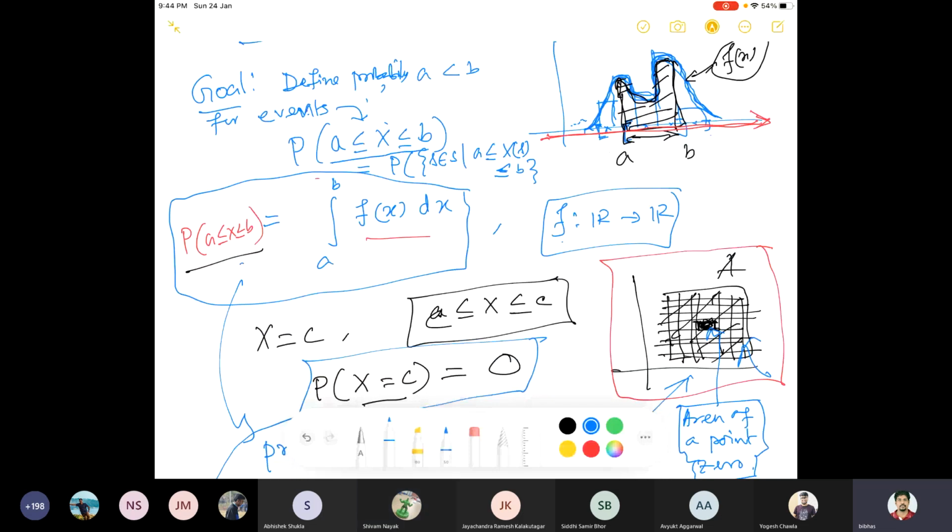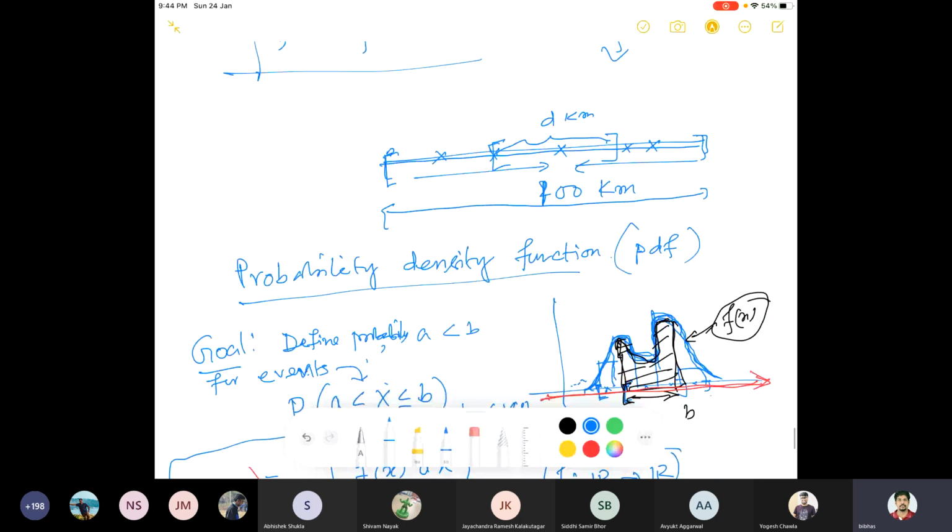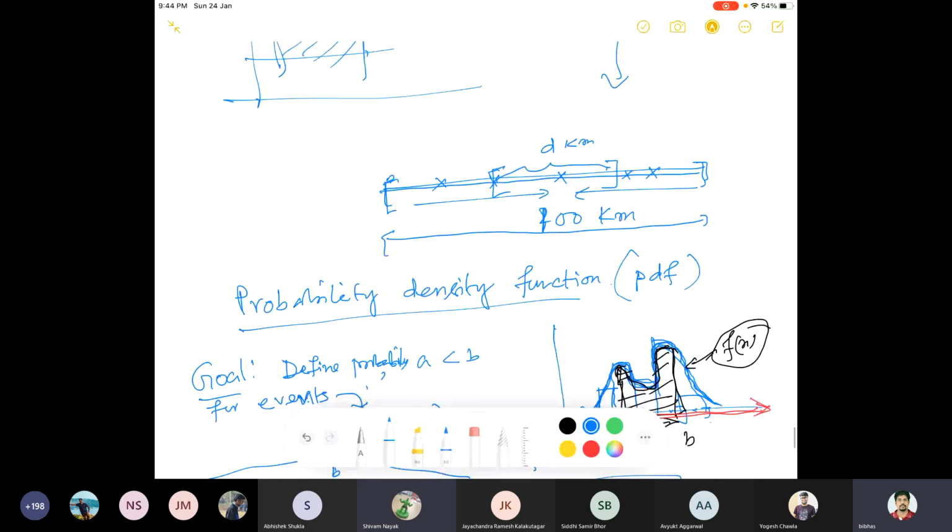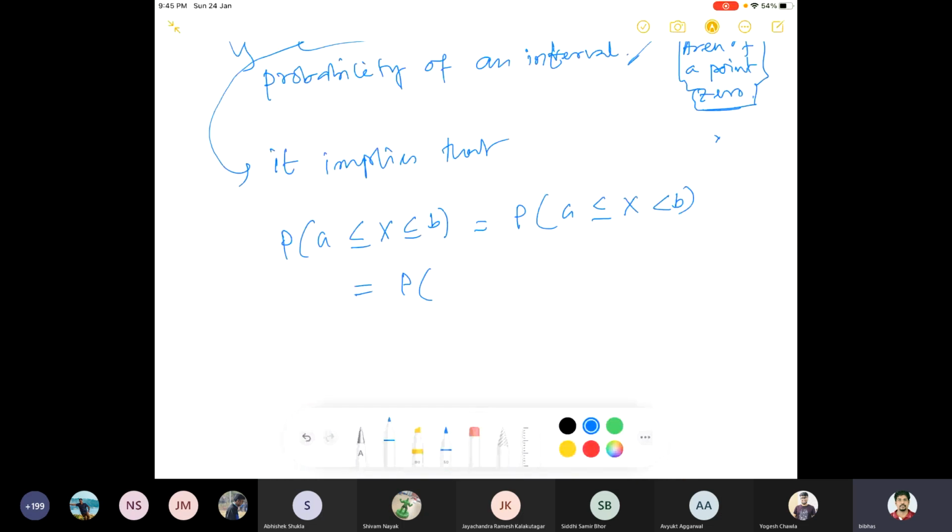Yeah, so this is how we define it. In that way, I can explain that if I choose an infinite number of points, the area would get smaller and smaller, and I'll have less and less probability of the area. Yeah, you're right. So the next thing is, you can say this is less than or equal to X less than or equal to B.